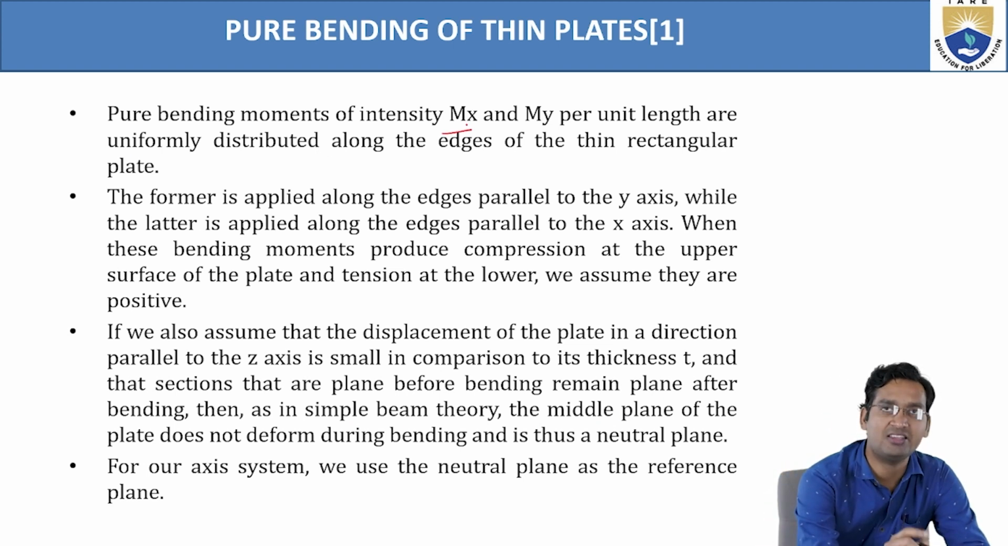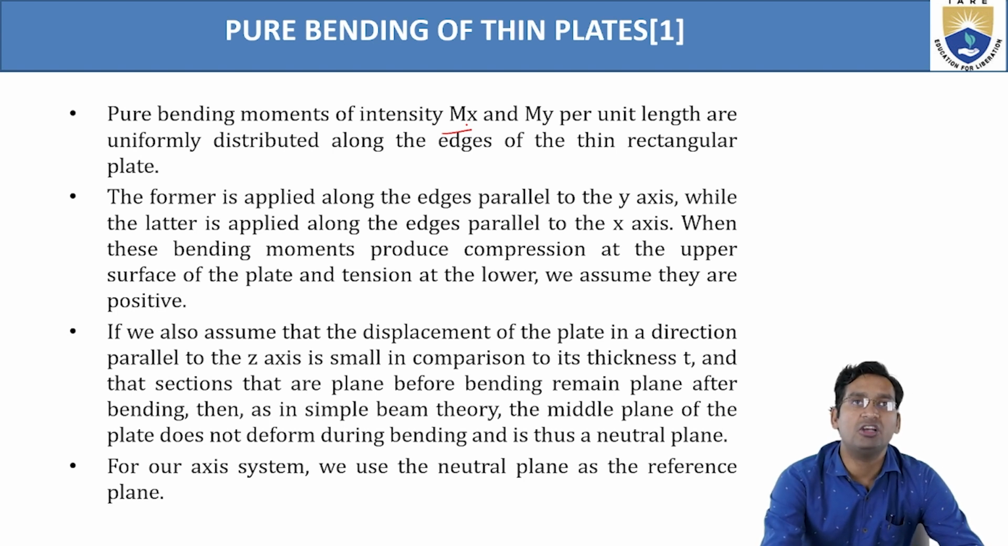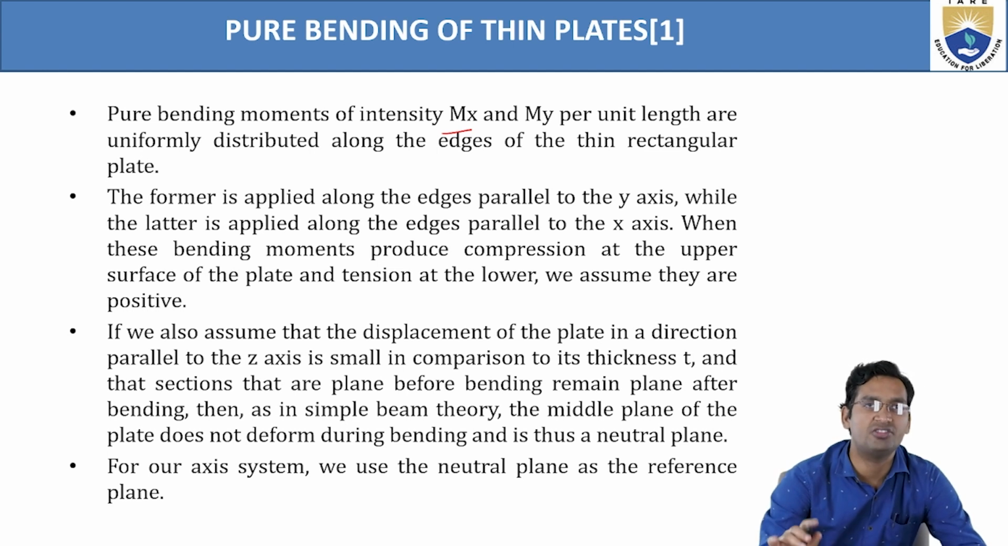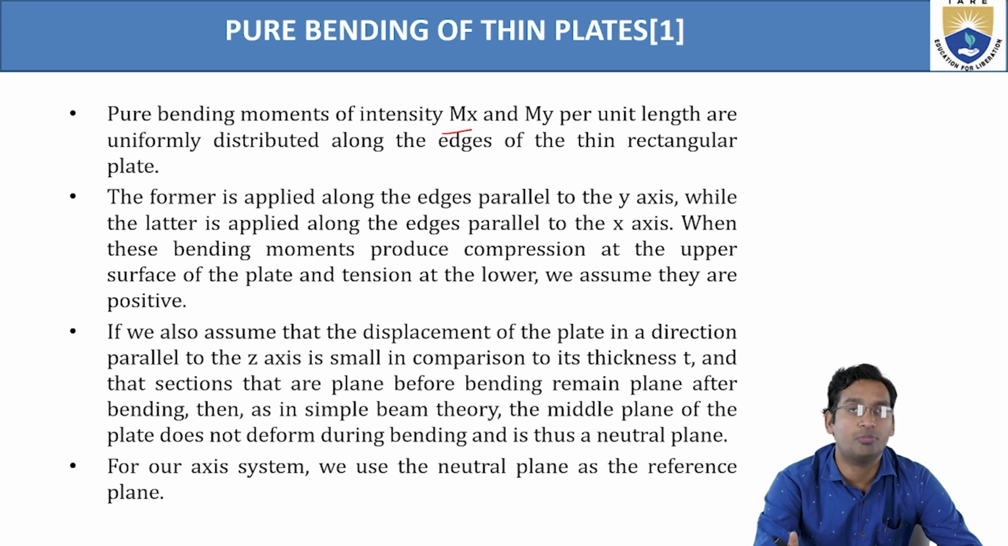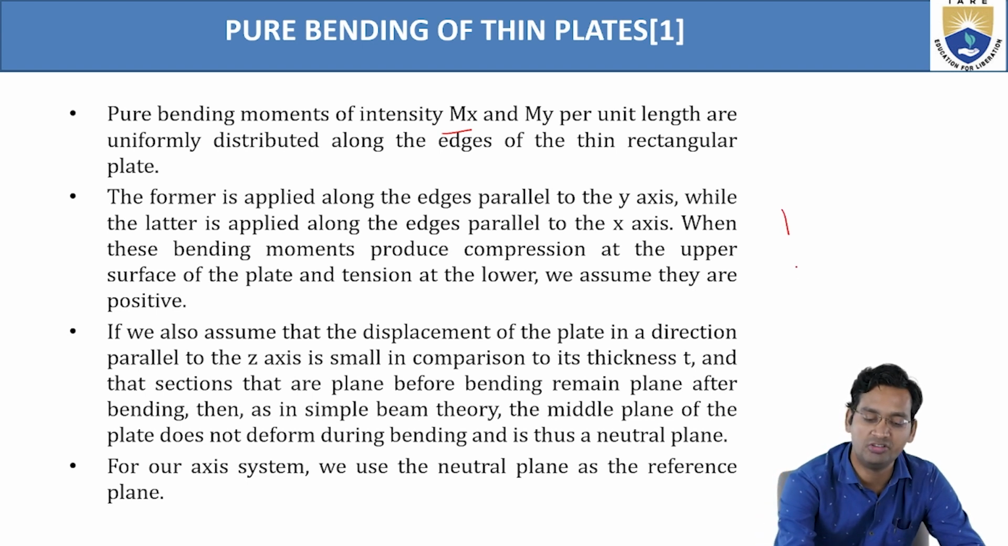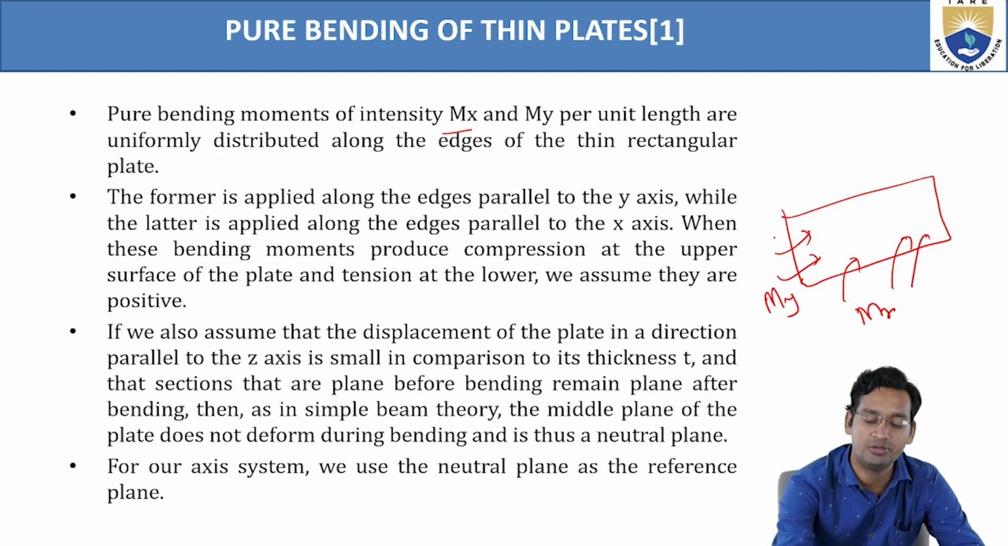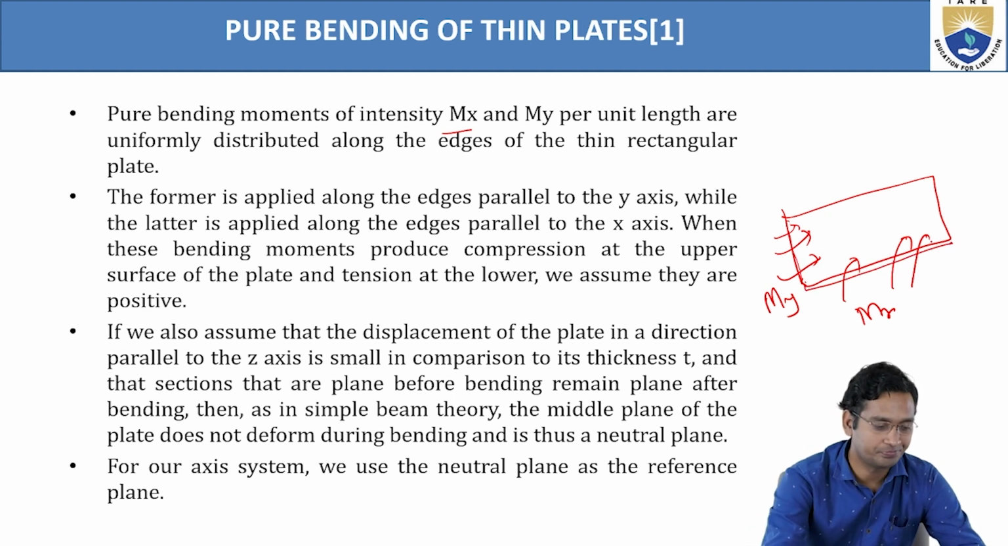So this is Mx along the x-axis and My per unit length, uniformly distributed along the edge of the thin rectangular plate. So Mx and My are uniformly distributed along that edge of the plate, not over the entire plate. So this is the plate, this is the x-axis, right? Then like this, it's Mx, and here My is uniformly distributed over this full edge, and from here to here Mx is distributed.